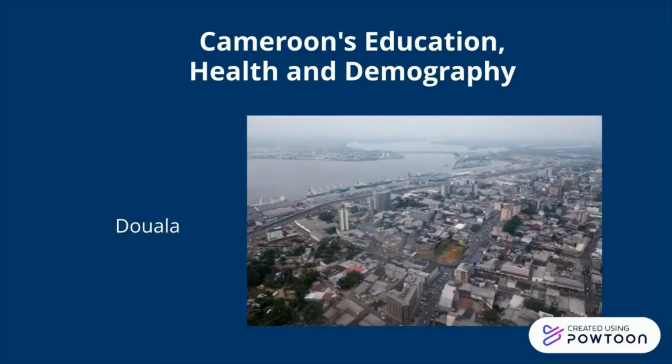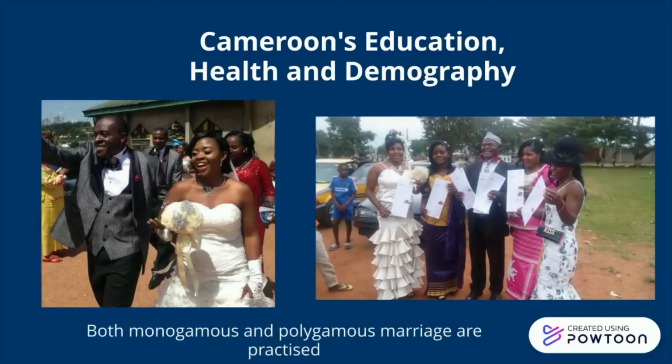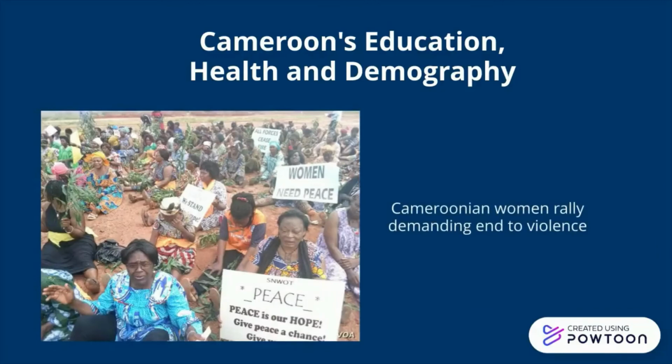According to the World Health Organization, the fertility rate was 4.8, with a population growth of 2.56%. Both monogamous and polygamous marriage are practiced, and the average Cameroonian family is large and extended. Cameroonian society is male-dominated, and violence and discrimination against women is common.